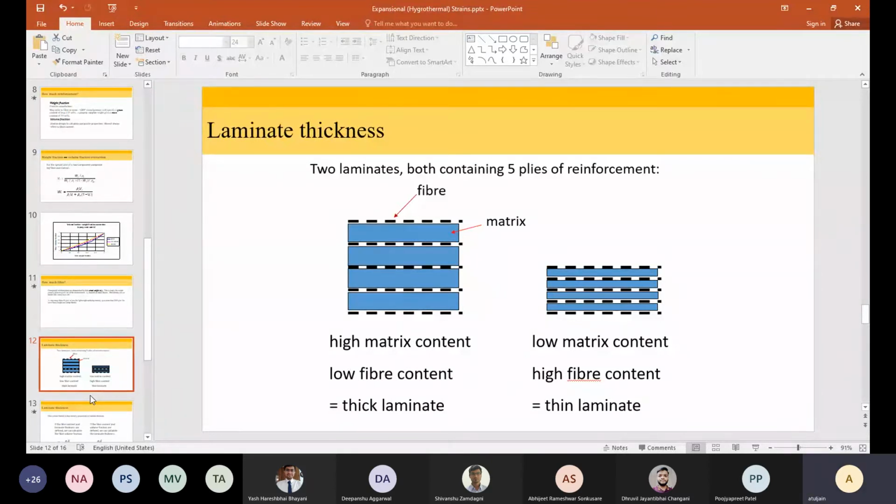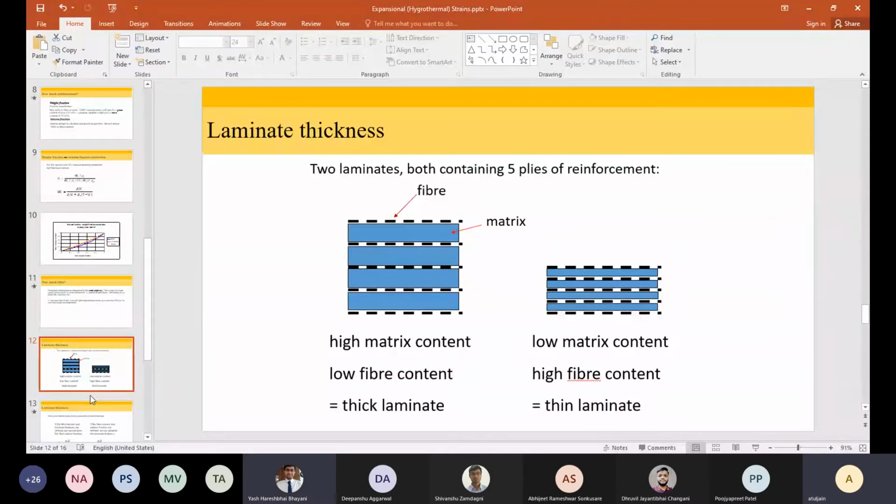This is an example of two composite materials where one has high matrix content and the other has low matrix content. The fiber thickness is the same and the fiber amount is the same. For the same amount of fiber, if matrix content is higher, my laminate will be thicker. If my matrix content is lower, my laminate will be thinner. Actually, we are trying to say, if you give me the fiber volume fraction and the number of layers, can I tell you what the thickness is? That is the purpose of this.